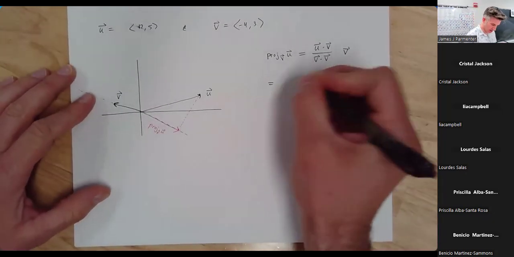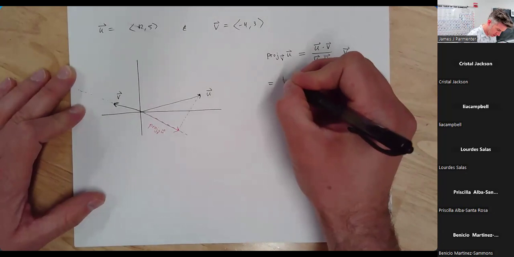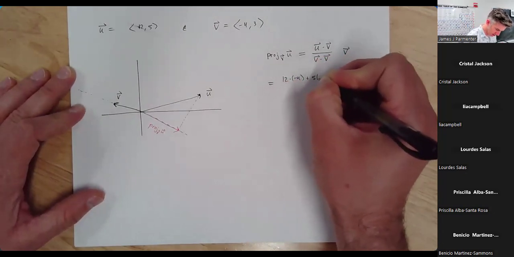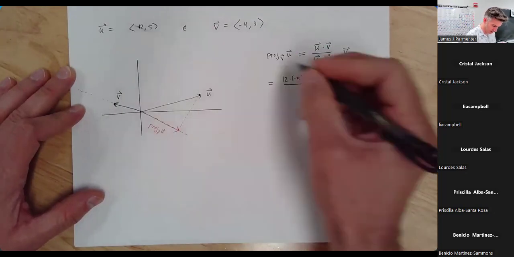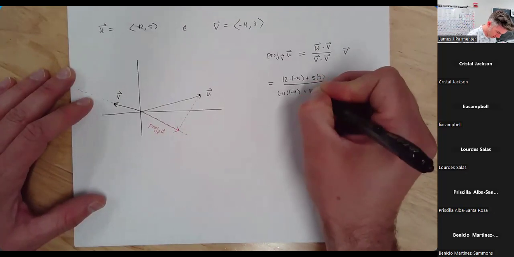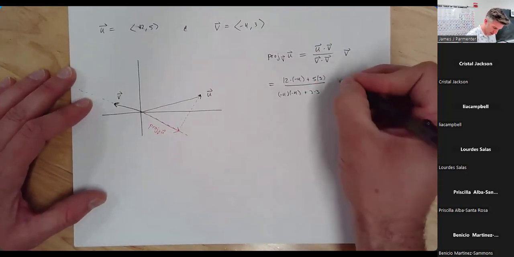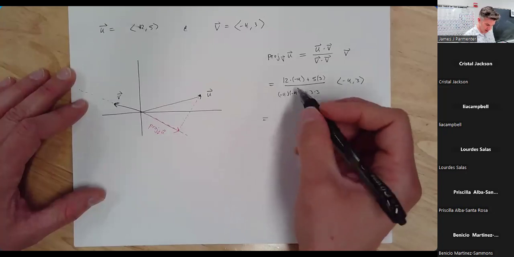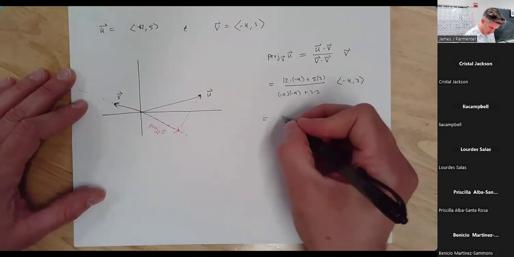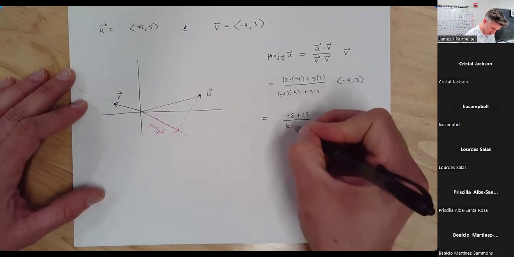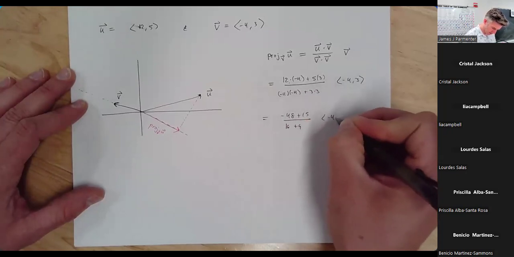So then U dot V is going to be 12 times negative 4 plus 5 times 3. V dot V, I'm going to do it this way, is negative 4 times negative 4 plus 3 times 3, and then multiply by the vector negative 4, 3. Let's see what we get. So we get negative 48 plus 15 divided by 16 plus 9 times that.